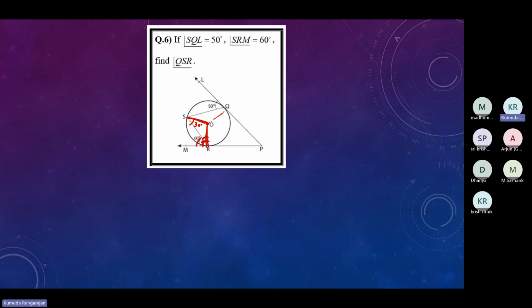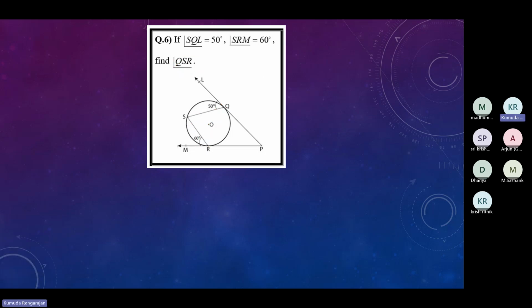Isosceles triangle property. In the same way, this is 90. Radius OQ tangent 90. 90 minus 50, this is 40. This is also 40. So angle QSR is equal to 40 plus 30, 70 degrees.